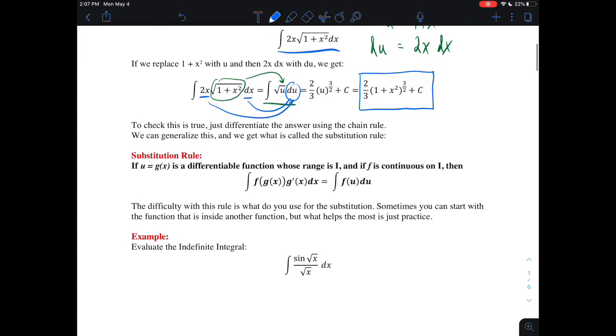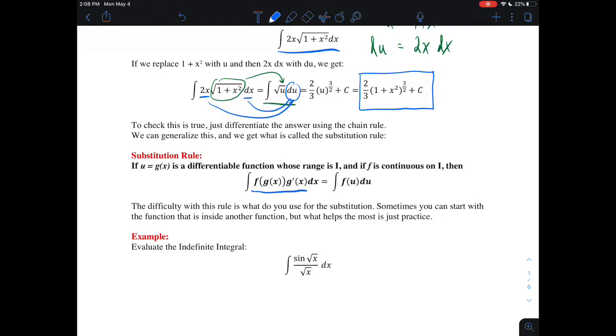The substitution rule says if u is equal to g of x is a differentiable function whose range is some interval I, and if f is continuous on that interval I, then the indefinite integral of f of g of x times g prime of x dx is equal to the integral of f of u du. And again, you can notice here the notation in the integrand on the left. That should remind you of the chain rule, where you have a function evaluated at another function, and then this is being multiplied by the derivative of the function that's on the inside. So this is it. This is the whole section.